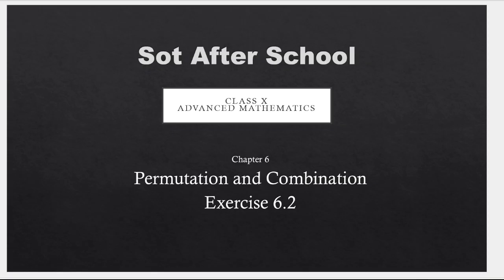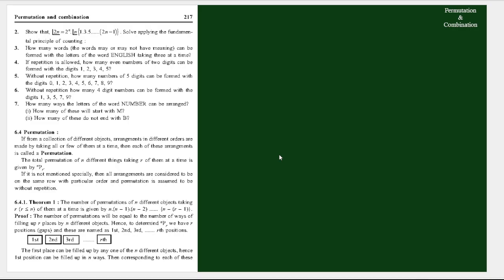Let's continue from where we left off in the last class. In the last class, we discussed permutation and combination, and if you remember, we completed exercise 6.1. So today, after exercise 6.1, we will proceed to our next part, which is the theorem of permutation.